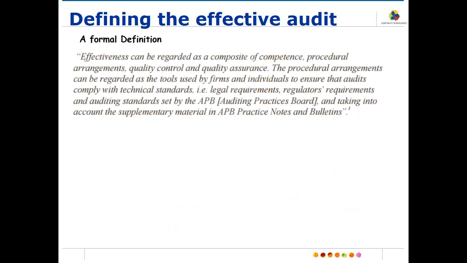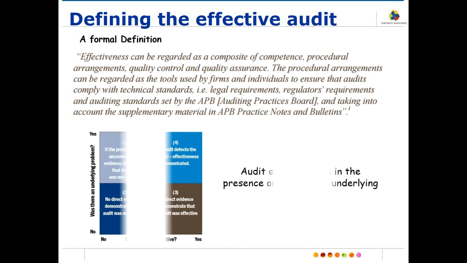Now let us see a bookish definition for effective audit. Effectiveness can be regarded as a composite of competence, procedural arrangements, quality control, and quality assurance. The procedural arrangements can be regarded as the tools used by firms and individuals to ensure that audits comply with technical standards. For example, legal requirements, regulatory requirements, auditing standards set by different practices and boards, and taking into account the supplementary material in these practices and boards.